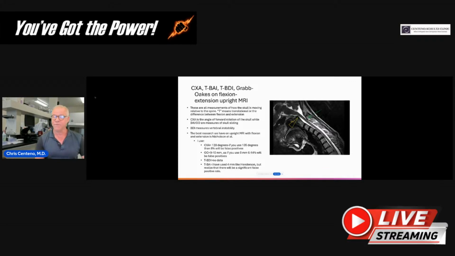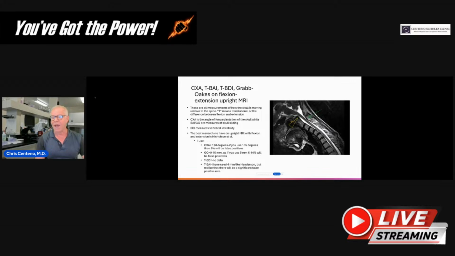Grabb-Oakes, a lot of people use 9 millimeters. That's the degree to which the dens goes backwards. But if you use 9 millimeters, again, about 1 in 10 to 1 in around 7 people will be false positives, meaning that you will falsely identify someone as having a problem who doesn't really have a problem and otherwise has a normal measurement. So I tend to like to use now something between 9 and 10, trending towards 10, which eliminates that concept of a false positive.